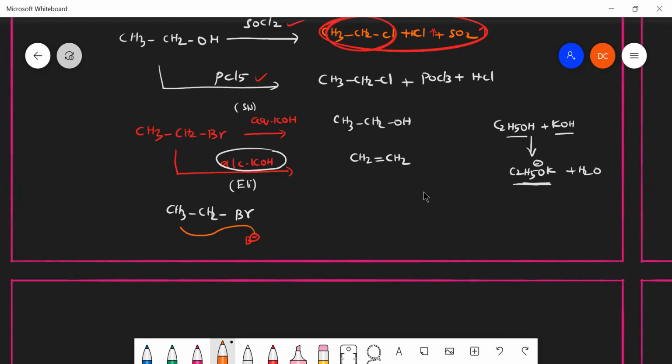No. So it always attacks a beta hydrogen. So the hydrogen can be plucked from the beta carbon. This is the alpha carbon, this is the beta carbon. So usually the rule is that from the alpha carbon, the halogen is getting eliminated, and from the beta carbon, the hydrogen is getting eliminated. This reaction is called dehydrohalogenation. It's a very, very important reaction.